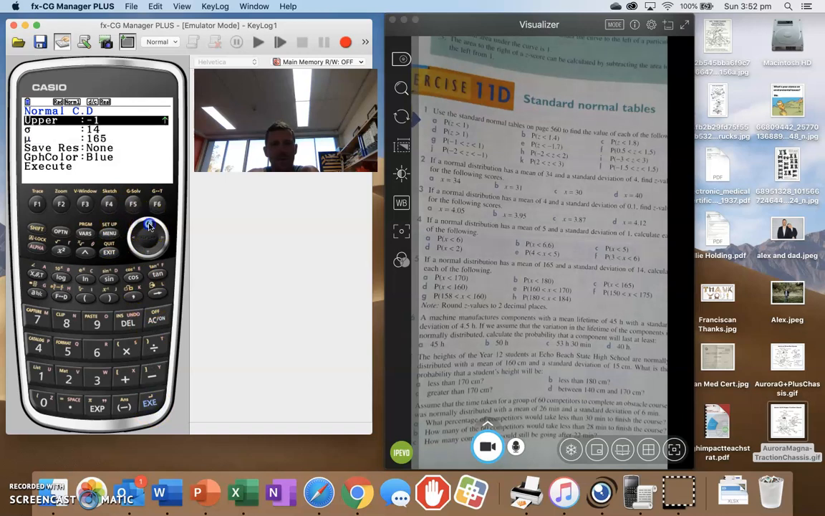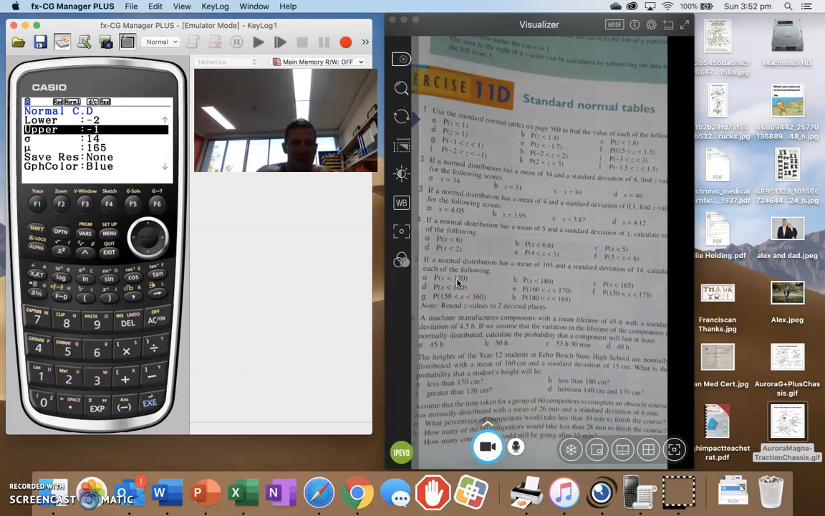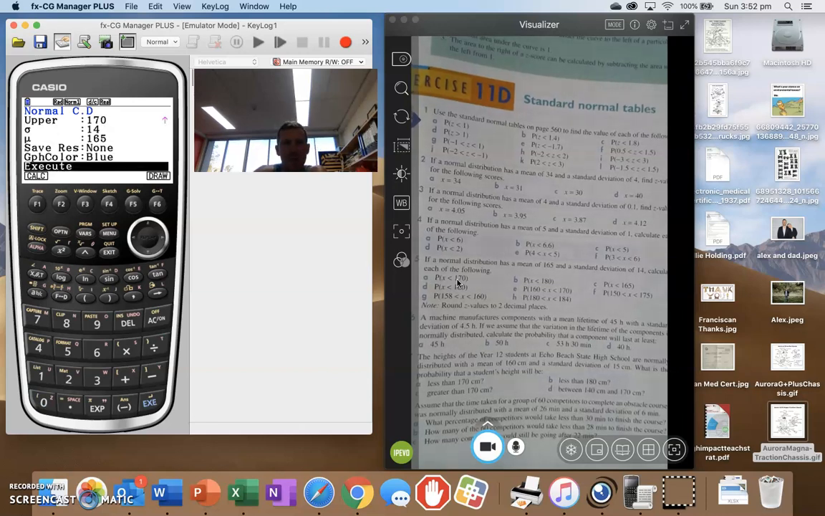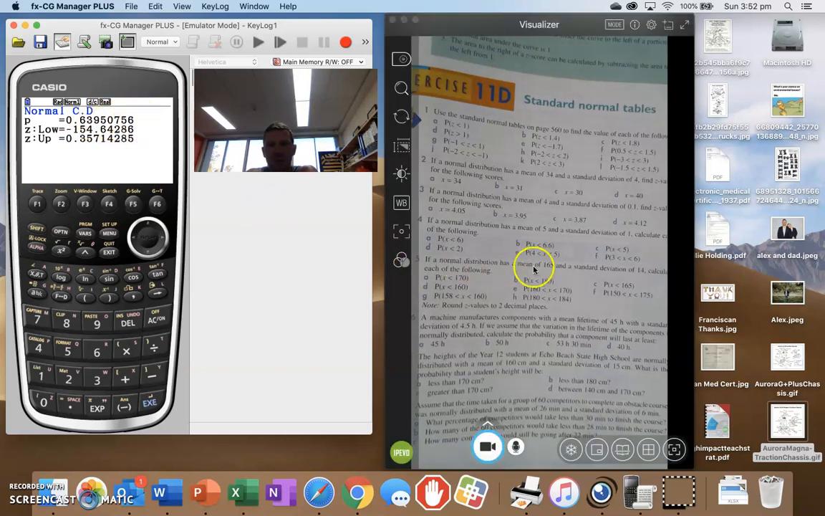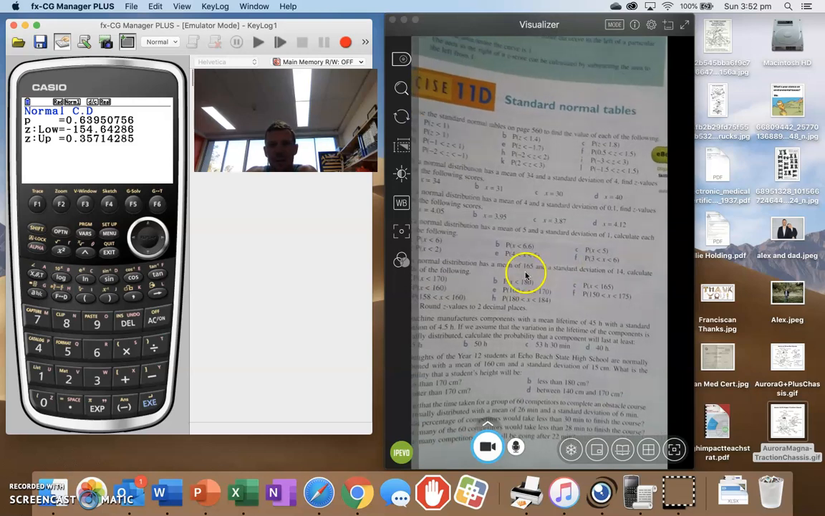Now we want to go to upper and lower limits. Probability of less than 170. So our upper is going to be 170 because we're worried about our scores less than it. And our lower, we just need to have that really low figure. So let's go negative 2,000 and then calculate. And there we go, 63.9% or 0.639507576.